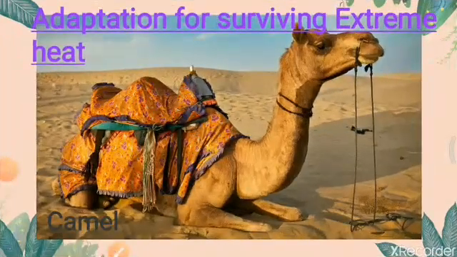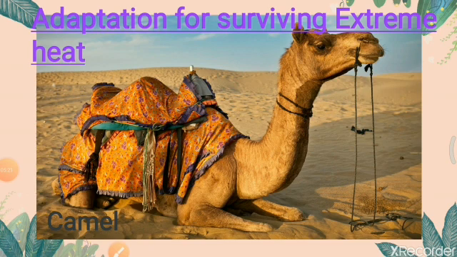Now, adaptation for surviving extreme heat means desert areas. Deserts are areas on land that are very hot during the day and very cold at night. Okay, and there is very little water and food because of less rainfall.